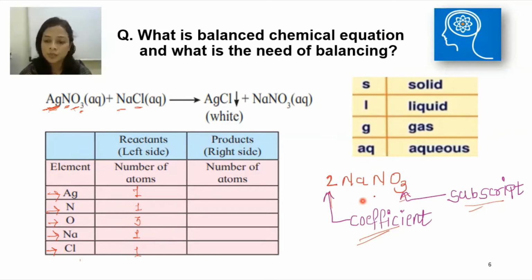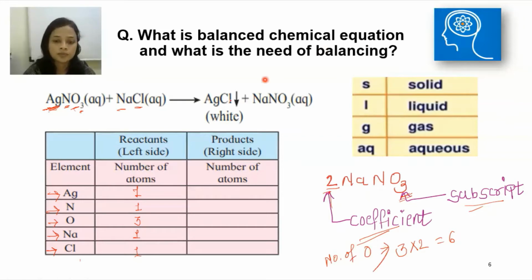So for this particular element, the number of O present in it, we have to multiply this subscript by the coefficient. So the total number of O is 3 multiplied by 2 equals 6. Okay, got it? Now we'll move towards the product side, that is the right side of the equation. So, the number of atoms on the right side. Again, here is also Ag, N, O, Na and Cl. Okay, now we'll count.